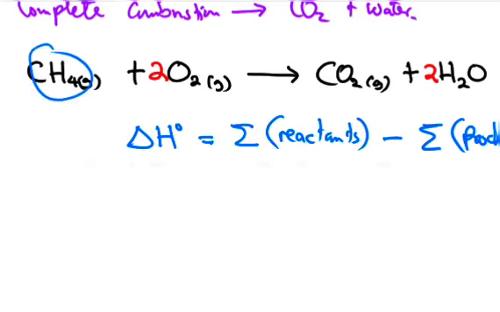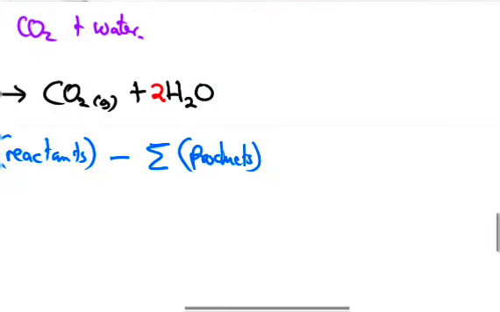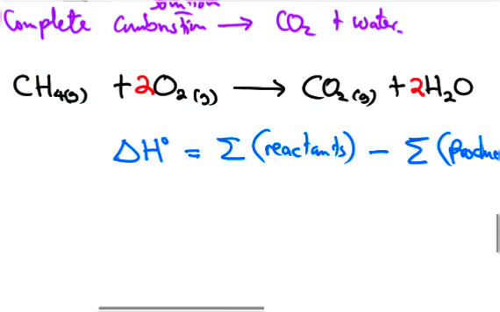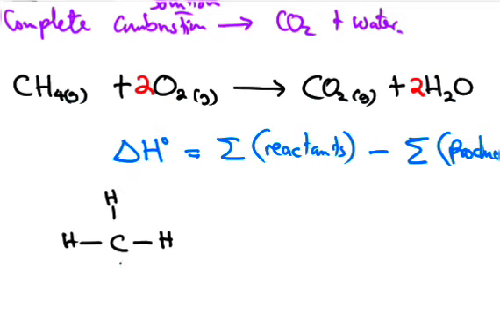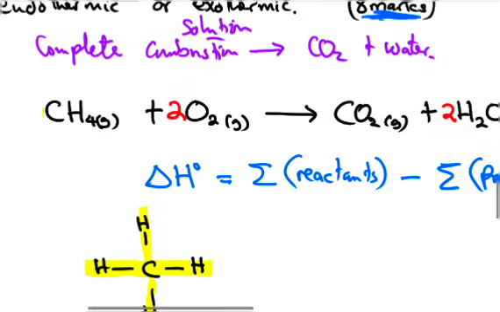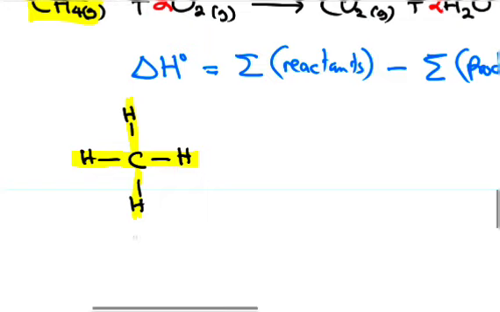So, methane here. The structural formula has C, with H above, H below, H and H. So we count the CH bonds in CH4. We have this one, this one, that one CH, and that one CH. So we have 4 CH bonds. Delta H is equal to 4 CH bonds.